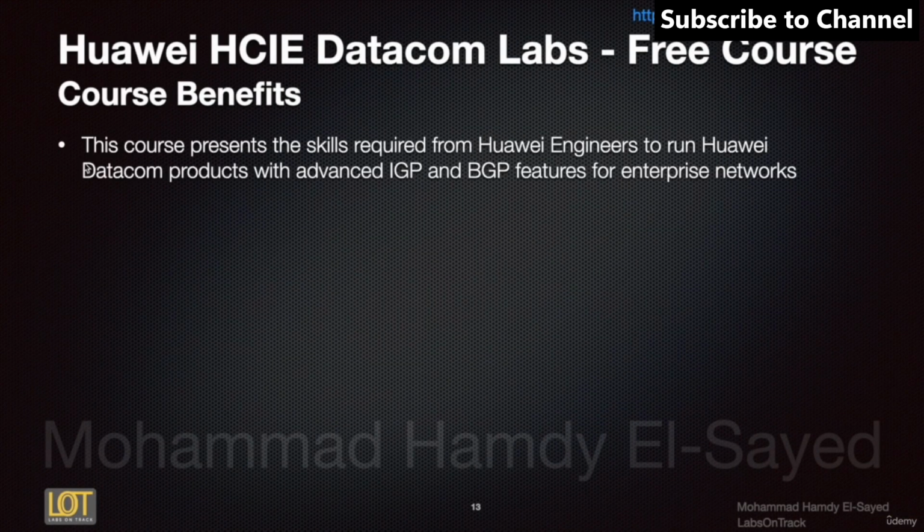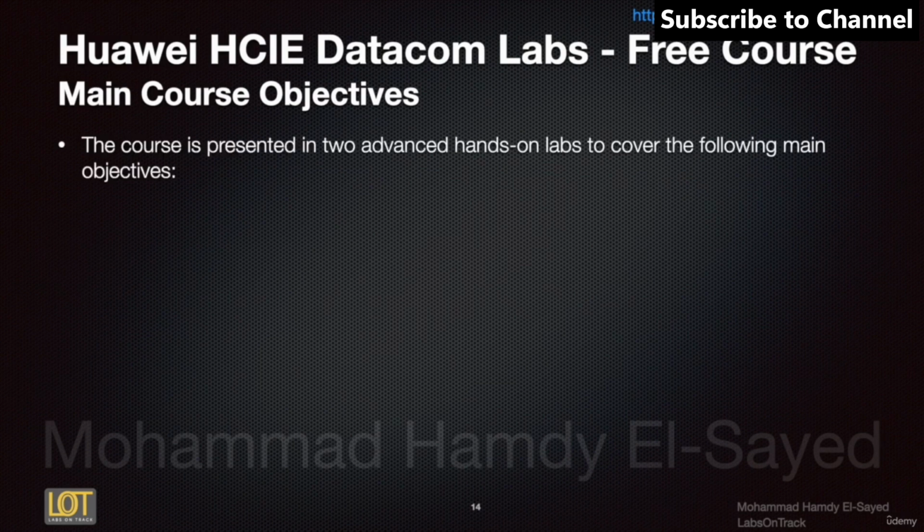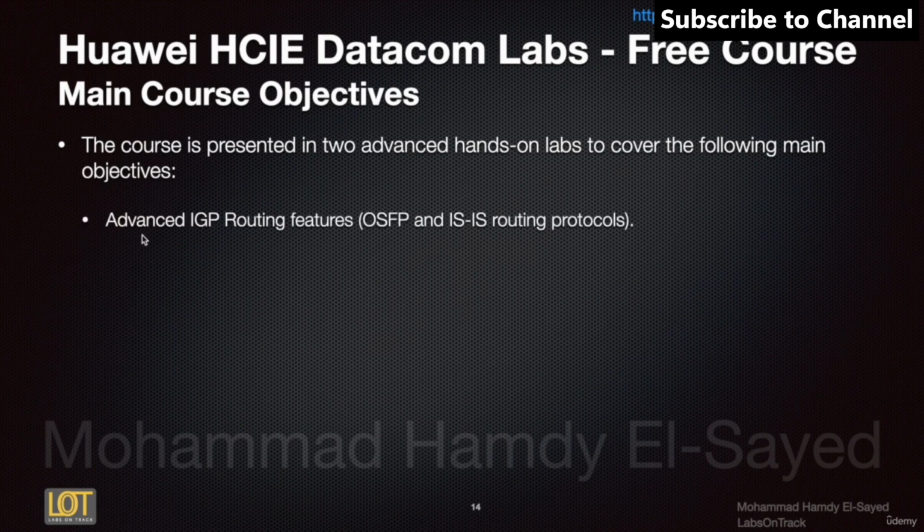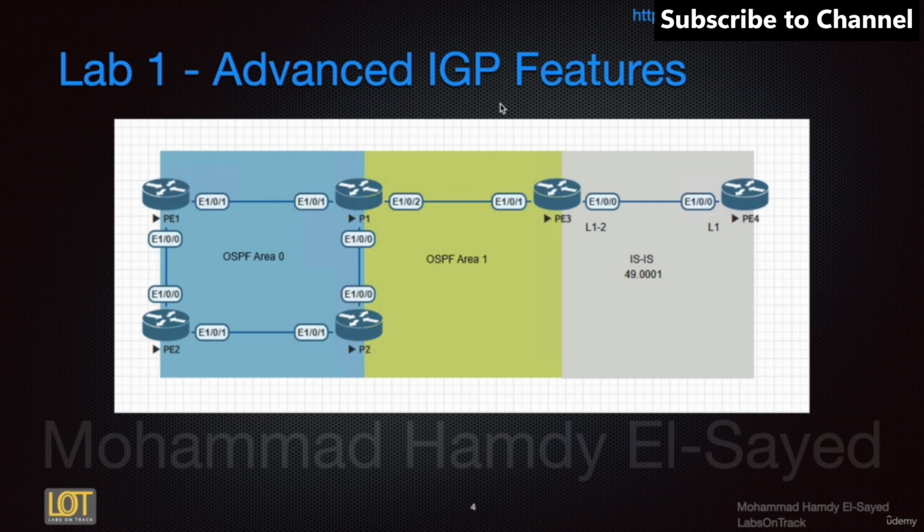This course presents the skills required from Huawei engineers to run Huawei Datacom products with advanced IGP and BGP features for enterprise networks. The course is presented in 2 advanced hands-on labs to cover the following main objectives: advanced IGP routing features, OSPF and ISIS routing protocols. This topology will be for Lab 1 advanced IGP features. We will have 3 different areas: Area 0 and Area 1 for OSPF and Area 1 for ISIS.